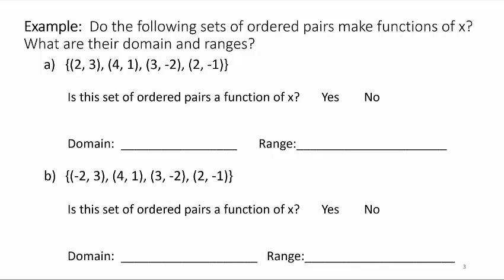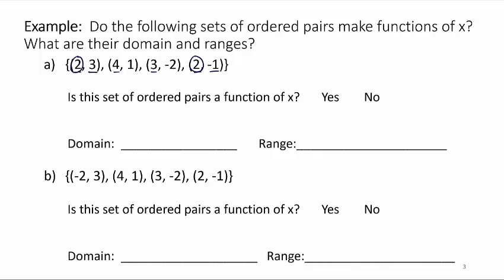All right, so with this first set of points, we have the following points: (2, 3), (4, 1), (3, -2), and (2, -1). To determine whether or not it's a function, you want to look at all of the x values. I'm just going to underline them here. So we have 2, 4, 3, and 2. You want to ask yourself, did any of those repeat? And indeed they did, right? We've got a 2 here and a 2 here.